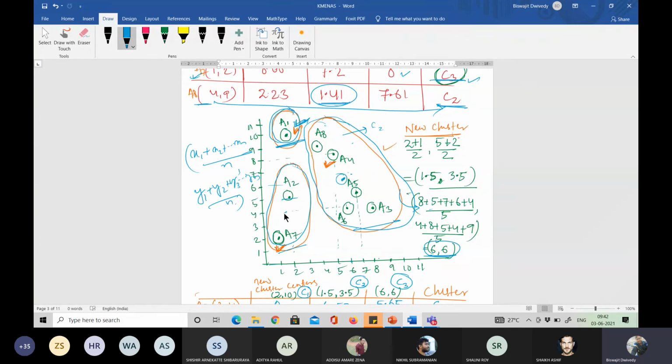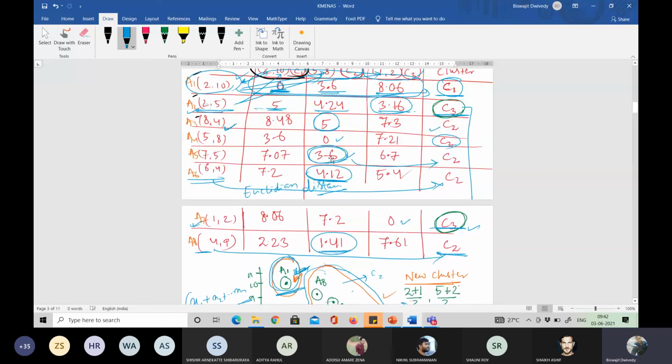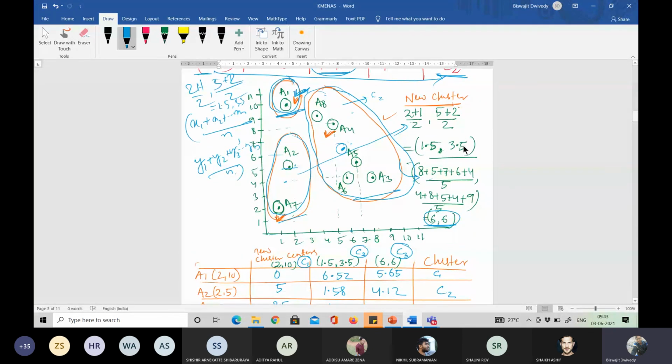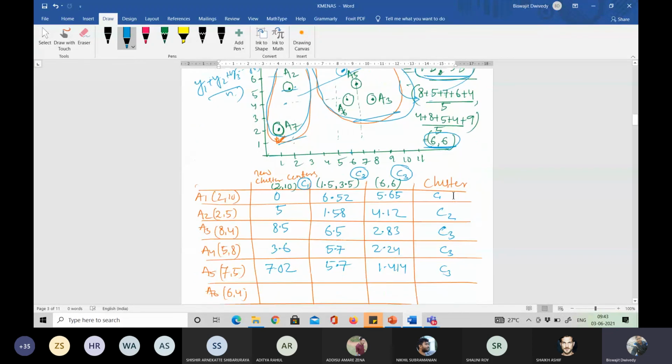Similarly, the cluster center of this one you can find easily. The average of A2 and A7: you can see 2 is here and 1 is here. So 2 plus 1 by 2, and 5 plus 2 by 2. That becomes 3 by 2, which is 1.5, and 7 by 2, which equals 3.5. So the updated cluster center is 1.5, 3.5.